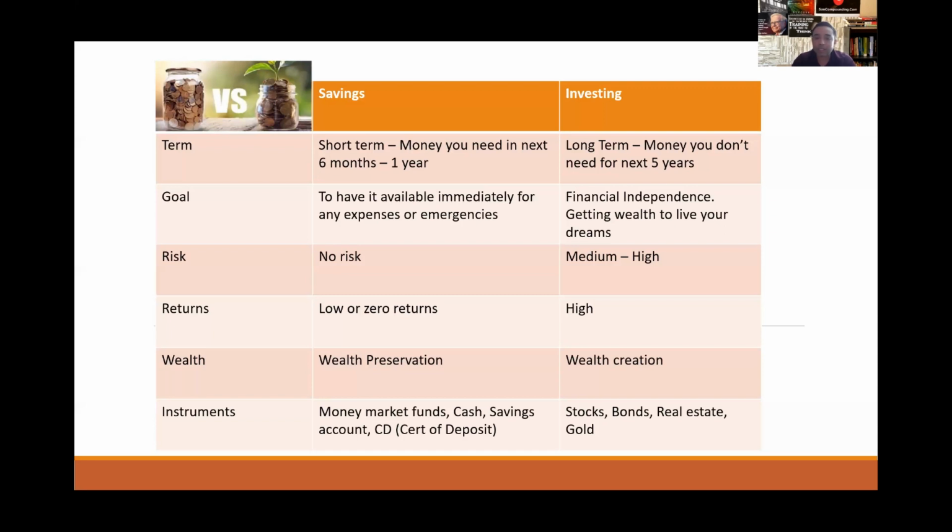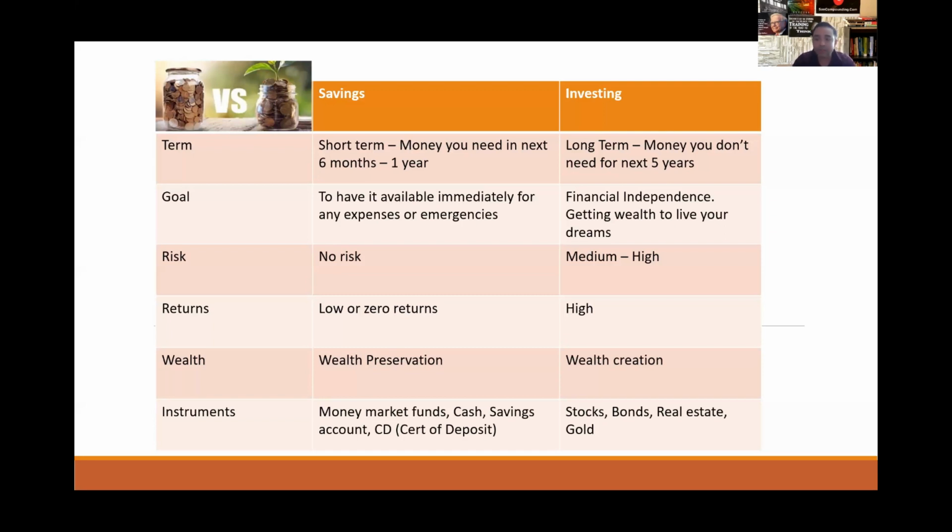Then the second aspect is goal. Savings are generally required for immediate liquidity, which means that you need the money immediately available for any expenses, planned or unplanned, and for any emergency fund. Whereas with investing, the goal is all about financial independence, when you need to create that wealth to live your dreams, not the income, the wealth that is required to make you financially independent, and that gives the ability to live the dreams.